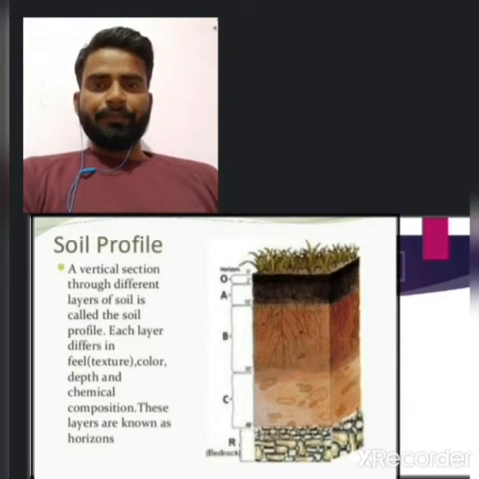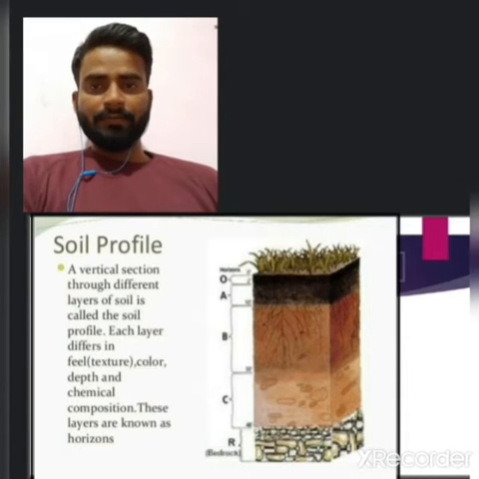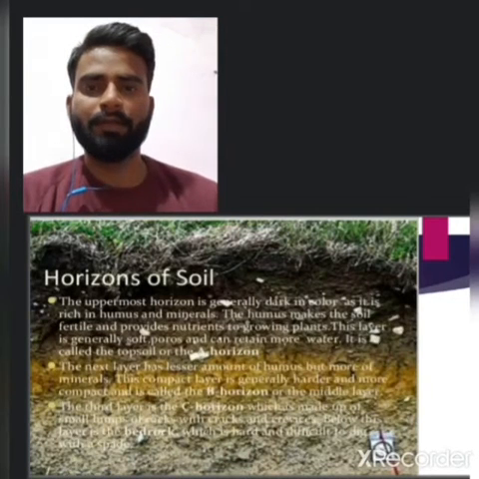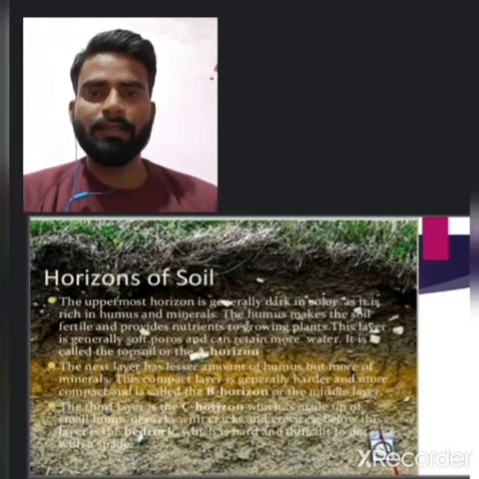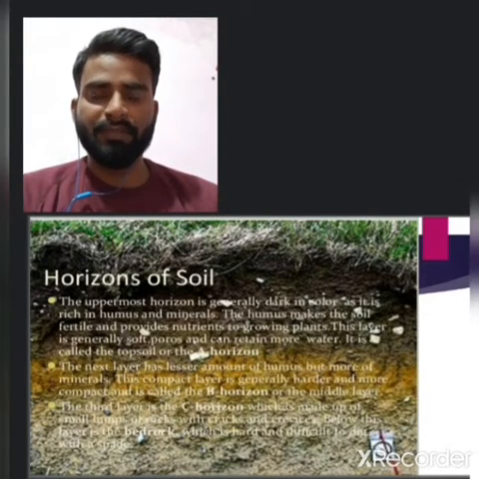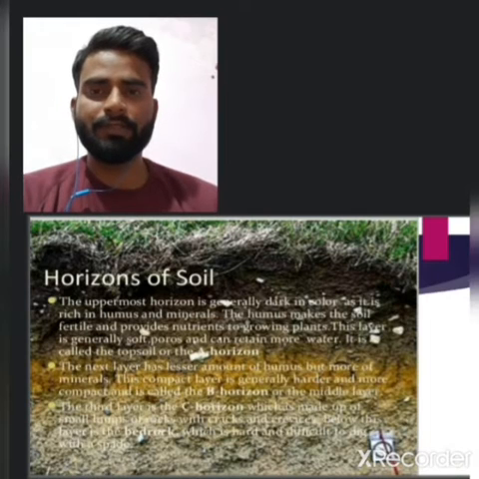Soil profile. A vertical section through different layers of soil is called the soil profile. Each layer differs in feel, texture, color, depth and chemical composition. These layers are known as horizons. Horizons of soil. Soil is divided into three horizons. First one is A horizon, B horizon and C horizon.